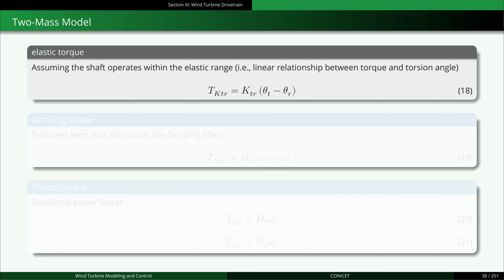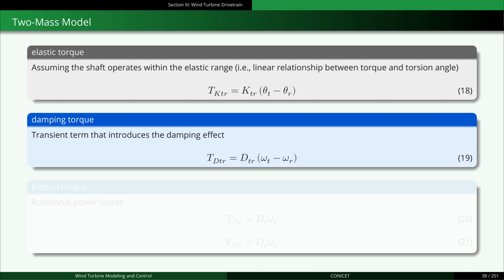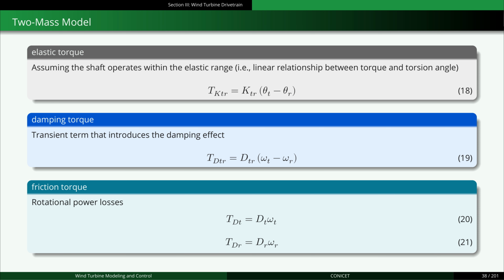Elastic torque is proportional to the spring constant and the angle difference between the two masses. This angle difference is called torsion angle. Assuming the shaft operates within the elastic range, the relationship between torque and torsion angle is linear. Damping torque is a transient term that introduces the damping effect. This damping is proportional to the speed difference between the masses. Finally, friction torque represents rotational power losses.